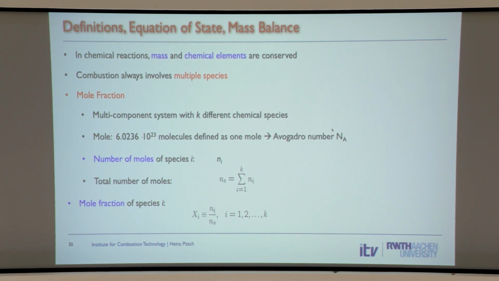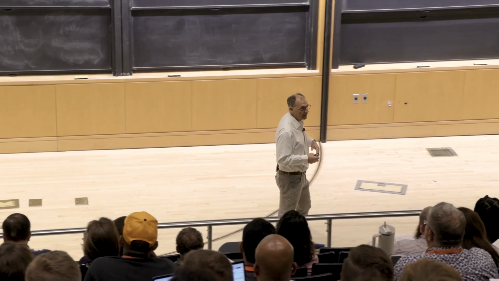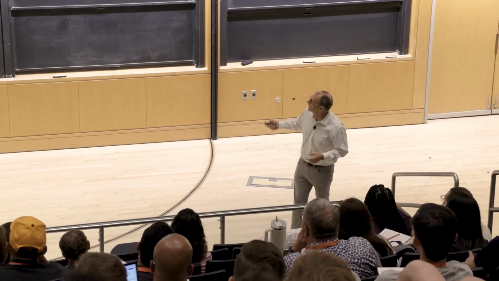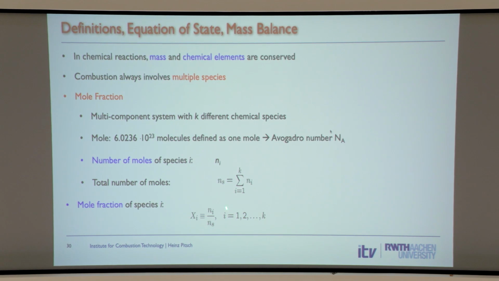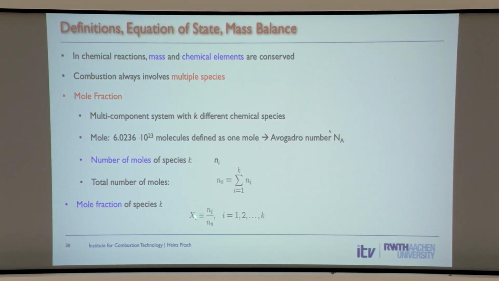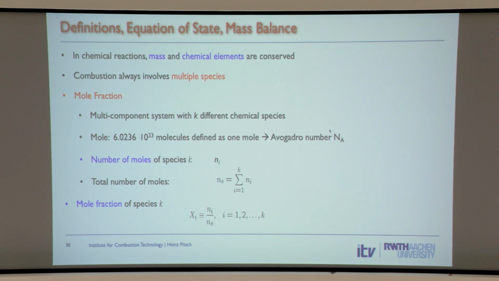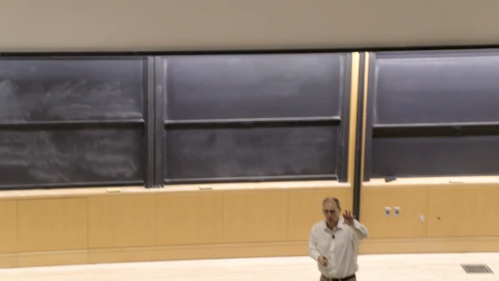It defines the Avogadro number. The Avogadro number is nothing else than a counting unit, okay? We don't always want to say 10 to the 23. It's like a dozen. We say 5 dozen, and here we say 5 moles. It's exactly the same thing otherwise. And then we introduce a mole fraction, which is the mole number for a given species divided by the total number of moles. So I have a container, or let's say this room. I have oxygen and nitrogen in this room, and then I have so many moles of nitrogen, and I divide this by the total number of moles.